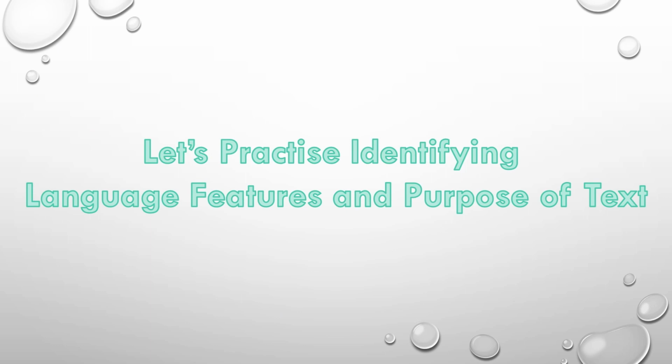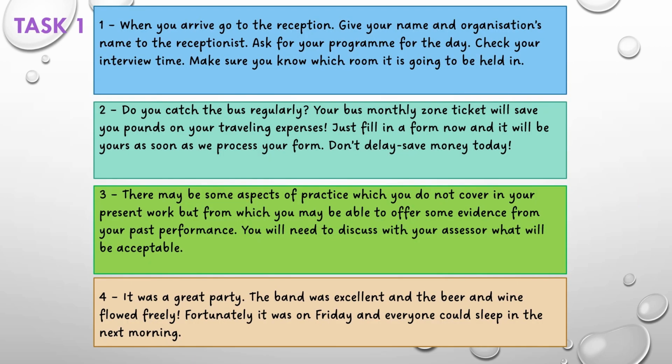Let's practise identifying language features and purpose of text. Read the 4 examples of text. Decide what purpose each one is. Look for some examples and jot these down to evidence why you have chosen this purpose. Try and spot the language features that we've already talked about and any that we haven't talked about. Pause this video to have a go before I reveal the answers.